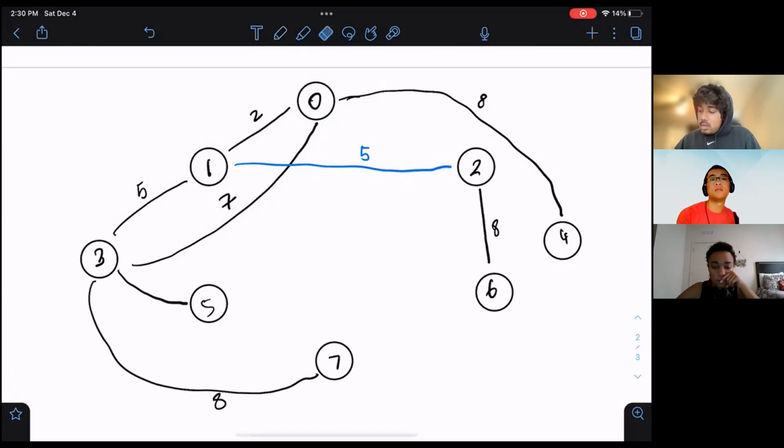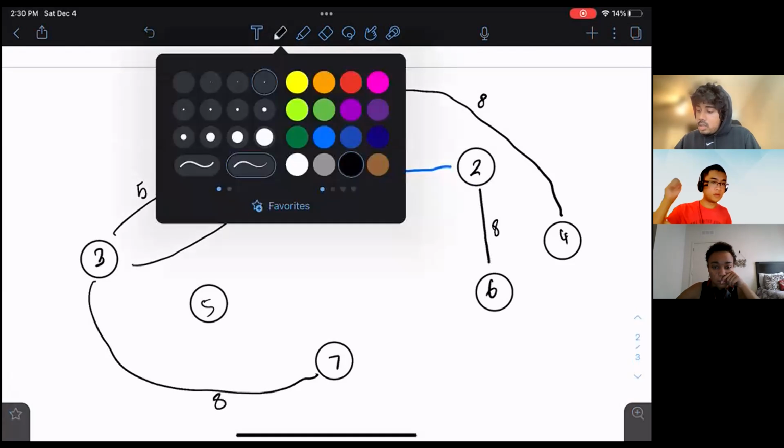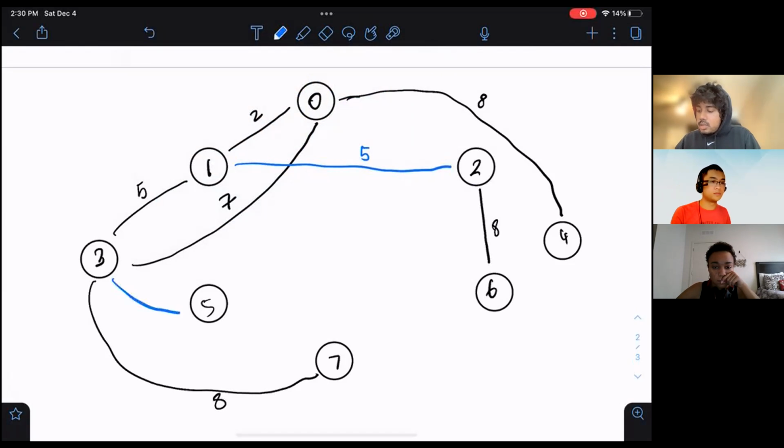And then for 4, one second. I need to change this color because it's a couple numbers right next to each other. Okay, yeah, that's good. And then 4 goes to 0, we did that already. Then 4 goes to 7 with the weight of 9. Yep.